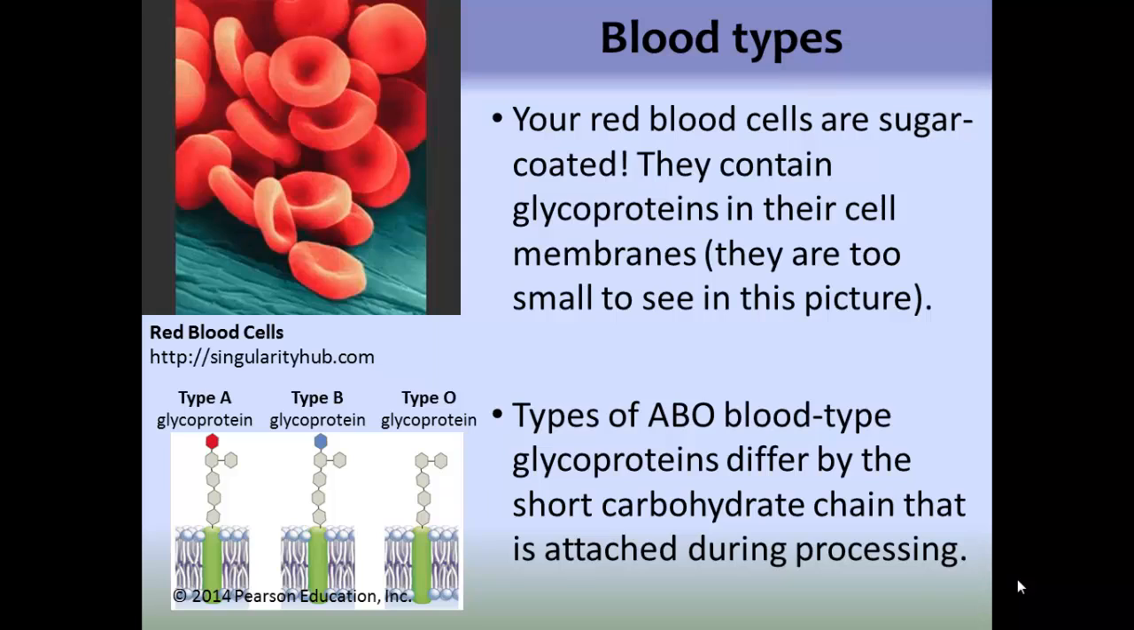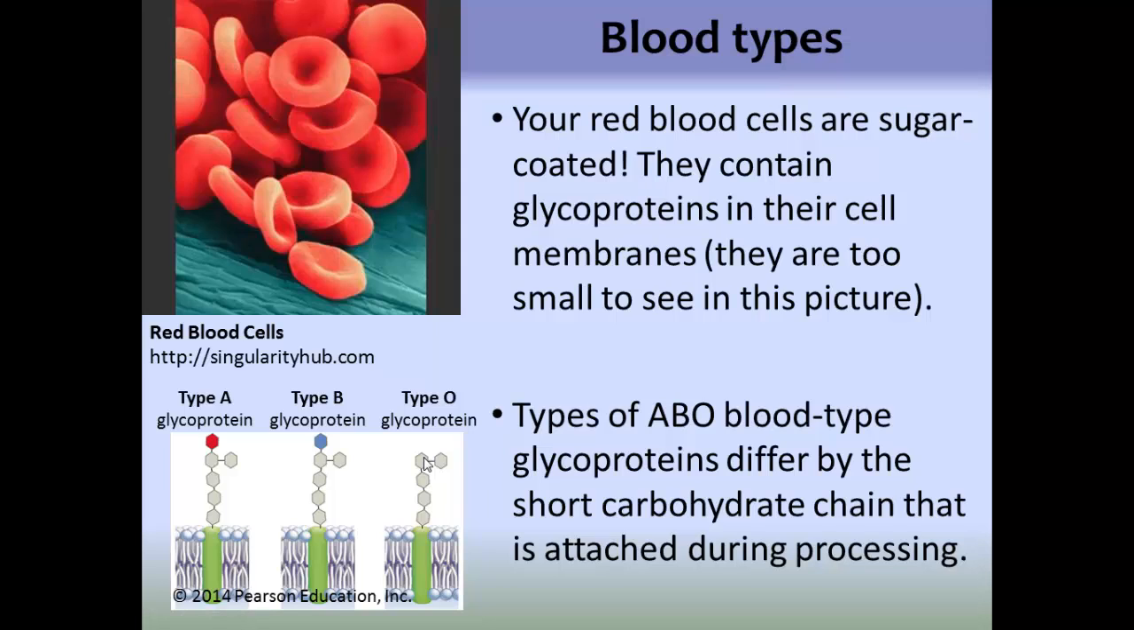So we can't see it in this picture of red blood cells. So instead we're going to look at this diagram here of the different types of ABO blood type glycoproteins. Again, you can see that the protein part is embedded in the cell membrane. And then there's a carbohydrate chain that sticks out on the outside of the cell.